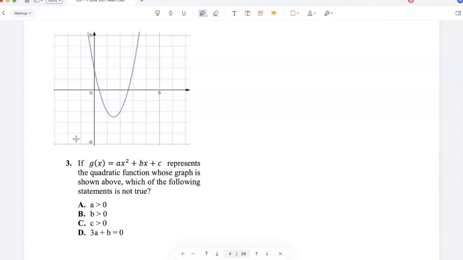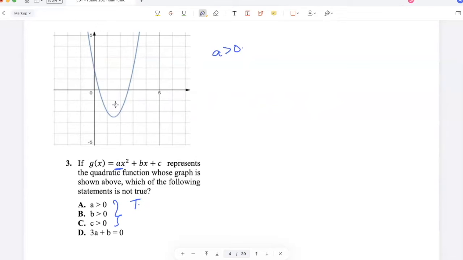Question 3: If g(x) is ax squared plus bx plus c, representing the quadratic function whose graph is shown above, which of the following statements is not true? Okay, so we have to first find out a, b, and c. So whenever a parabola opens upward, the leading coefficient is positive. So a is definitely greater than 0. So option A is true.